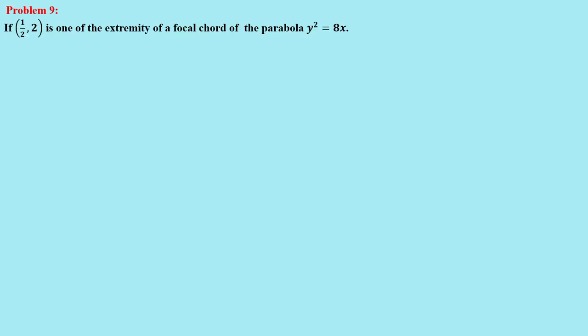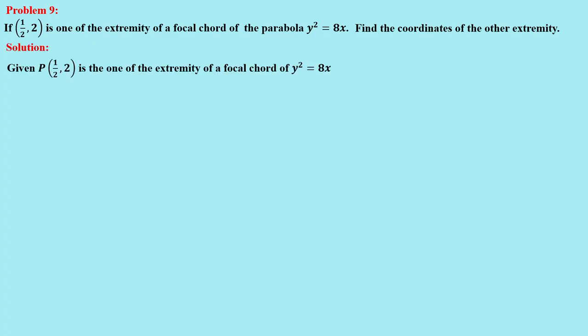Next problem. If (1/2, 2) is one of the extremities of the focal chord of the parabola y square is equal to 8x, find the coordinates of the other extremity, right? So given P(1/2, 2) is one end of the focal chord, extremity means, right? We are going to find the other end, right? So focal chord of y square is equal to 8x. Let Q(x1, y1) be the other extremity of the focal chord. We are going to find the other point.